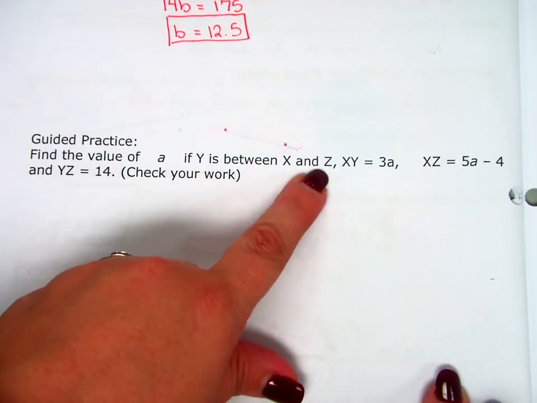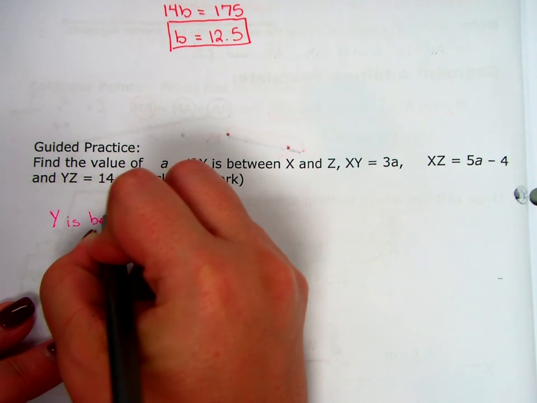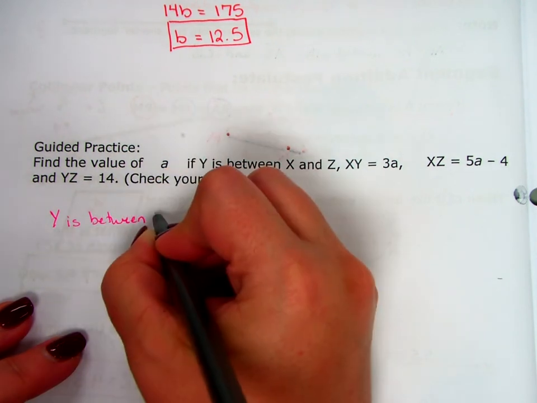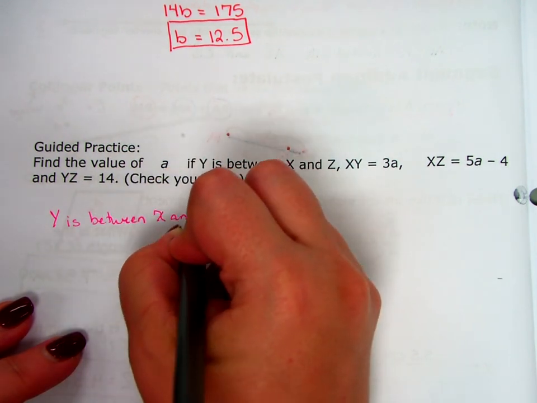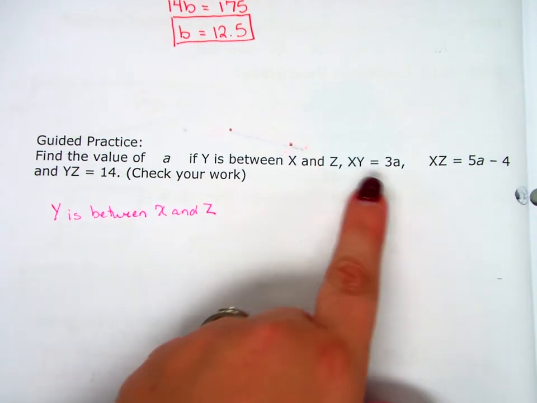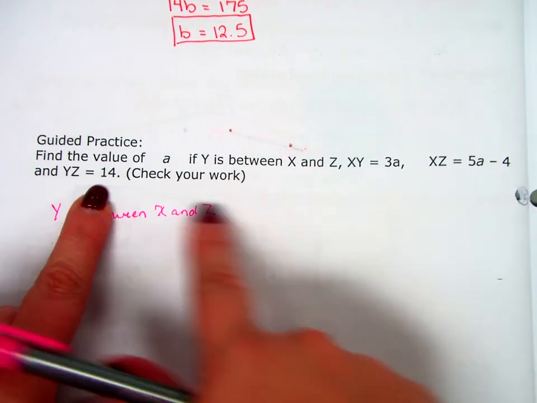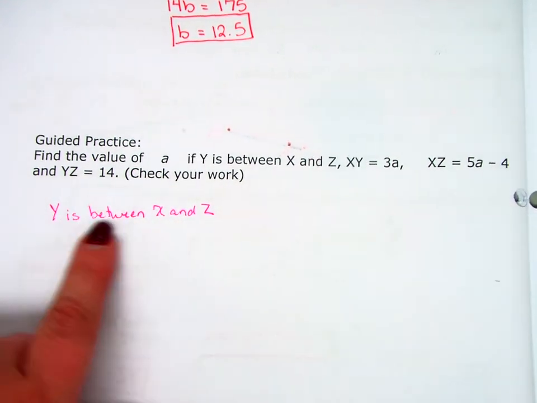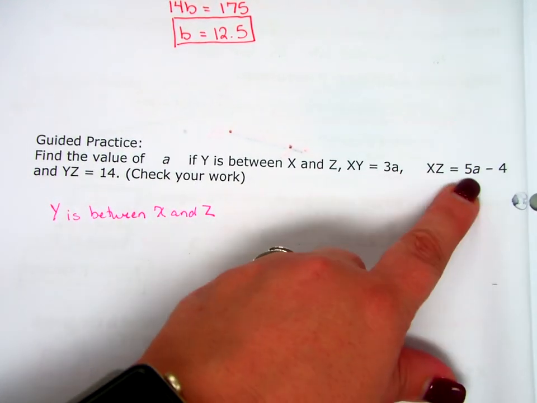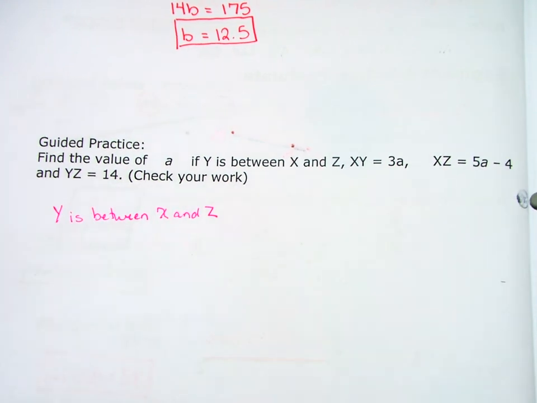Y is between x and z, right? So we know that y is between x and z. Now, I need to know where those letters are as to what I would substitute in. Like, which two of these do I add together? Which one is the one that equals on the end? It's real tempting to say add the two together that have variables and then they equal 14. But let's see if that's what really happens.